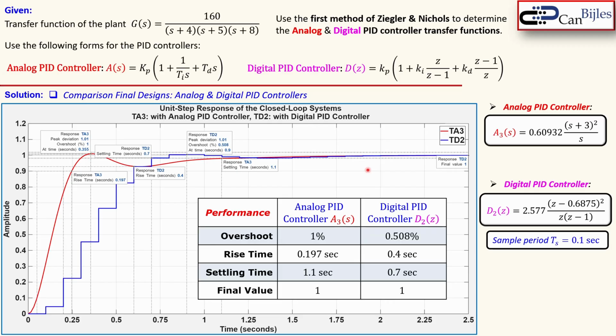And I hope this gives you a better understanding of how you can use this Ziegler Nichols method for tuning and designing your PID controllers.